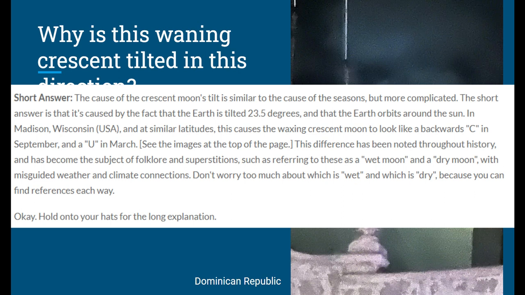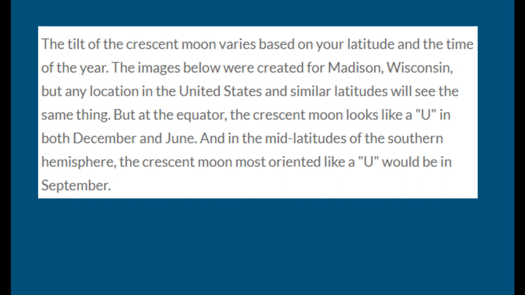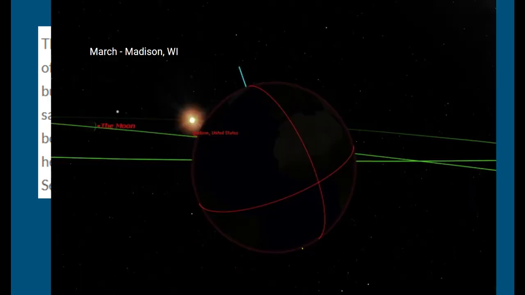the moon's orbit. This is an article from a school district in Madison, and I talked about how sometimes it looks like a backwards C with this waxing crescent, sometimes with the one that they're going to show us, and sometimes it looks like a U, and this is at different times of the year. So we see that the tilt of the crescent moon varies based on our latitude. That student picture was in the Dominican Republic, which is much closer to the equator, and I'll show you some pictures of what that might look like at different portions.